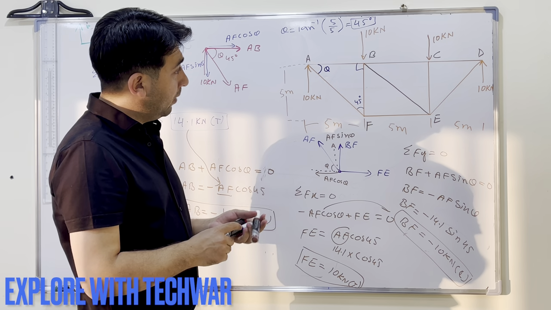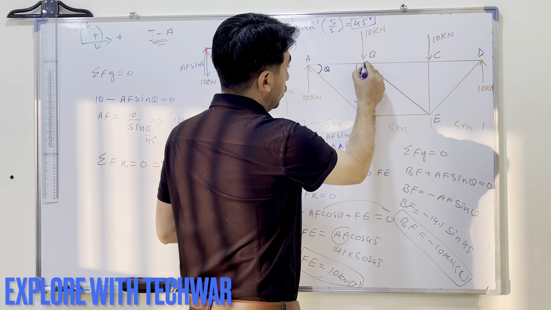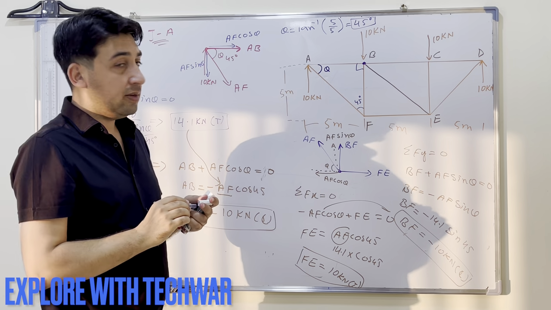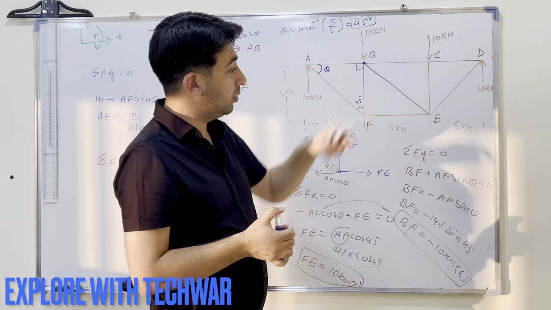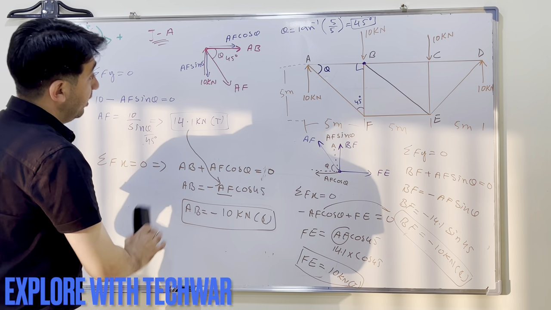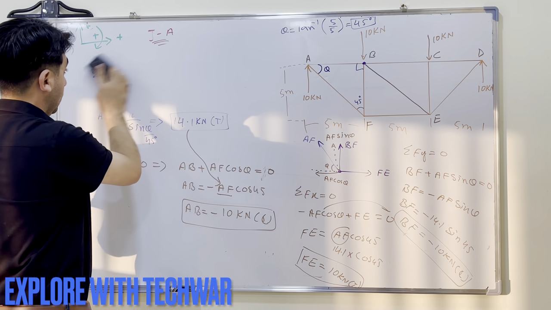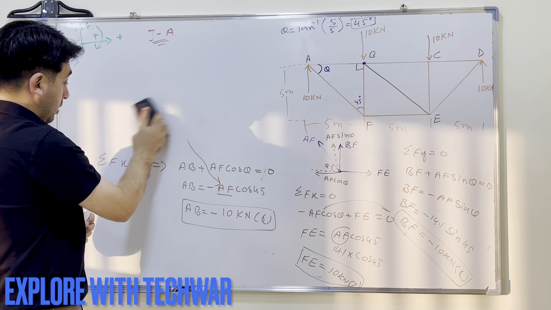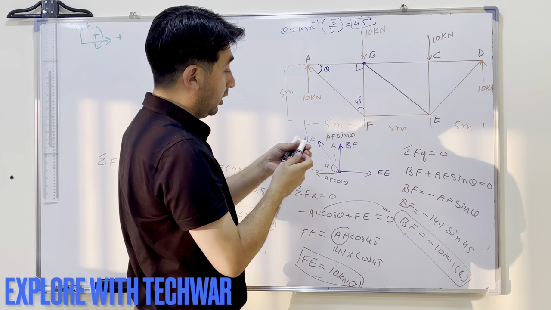Now we need to find the other members. Let us move to joint B. If we move to joint B, we can find BC and we can find BE. These two members we can find, right? So I will erase this joint, and I will draw the free body diagram of joint B.